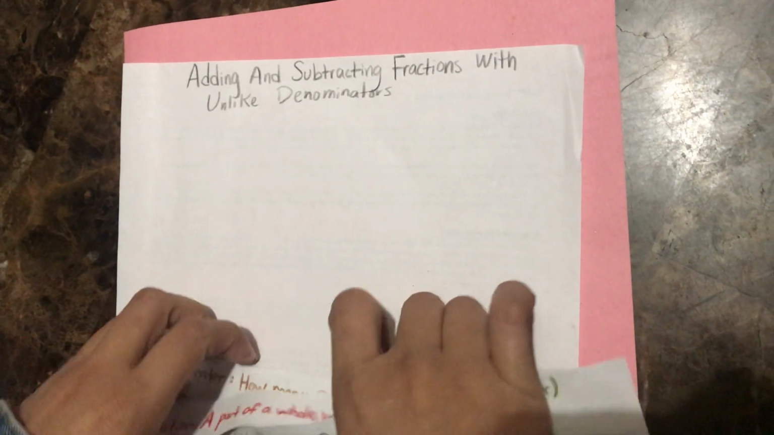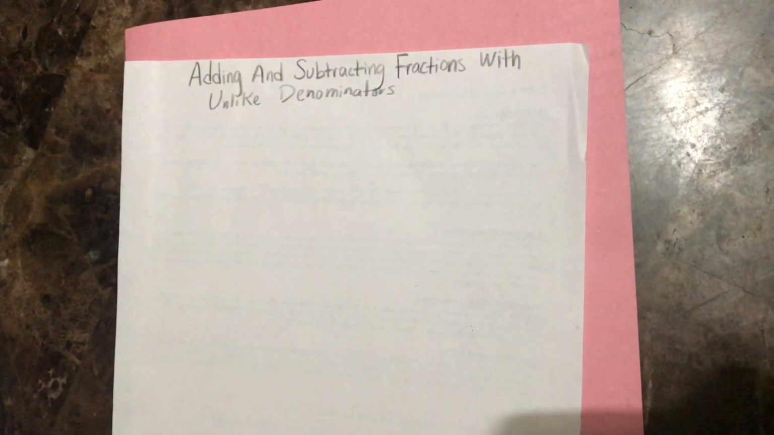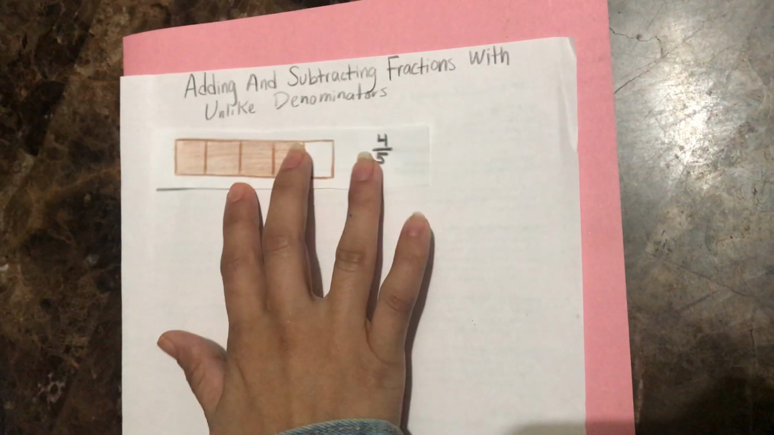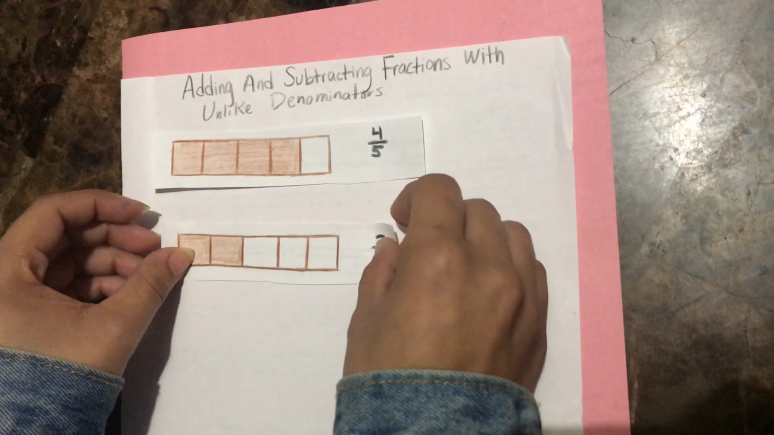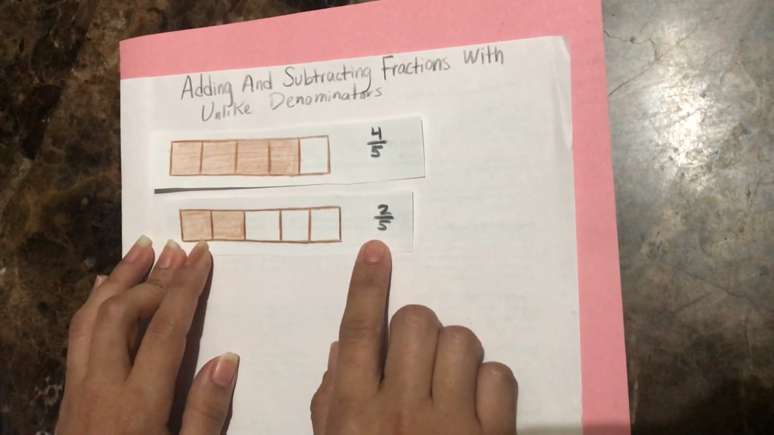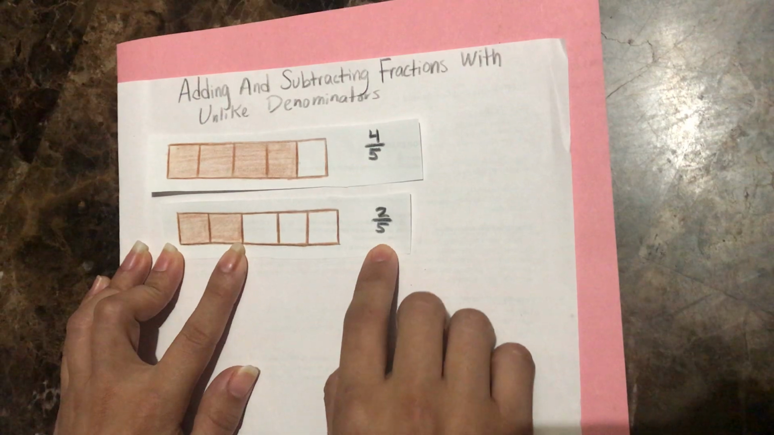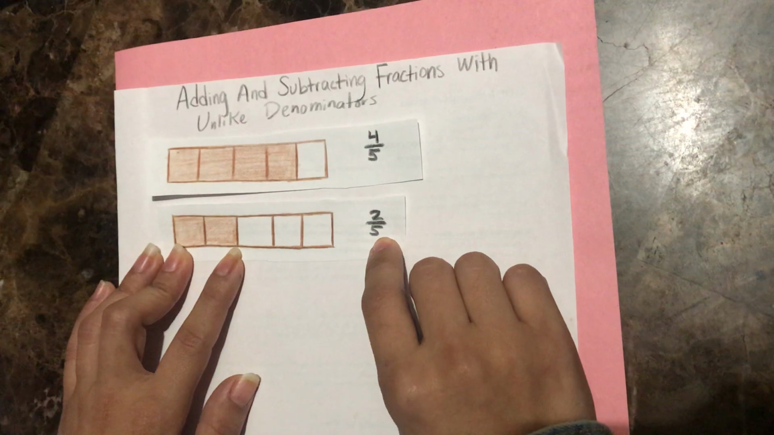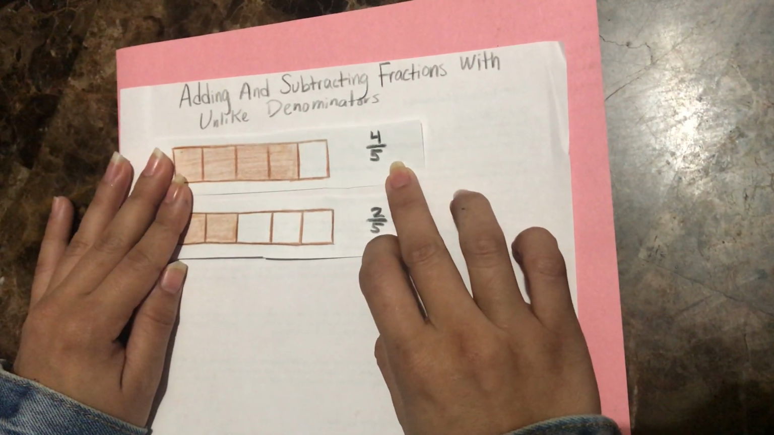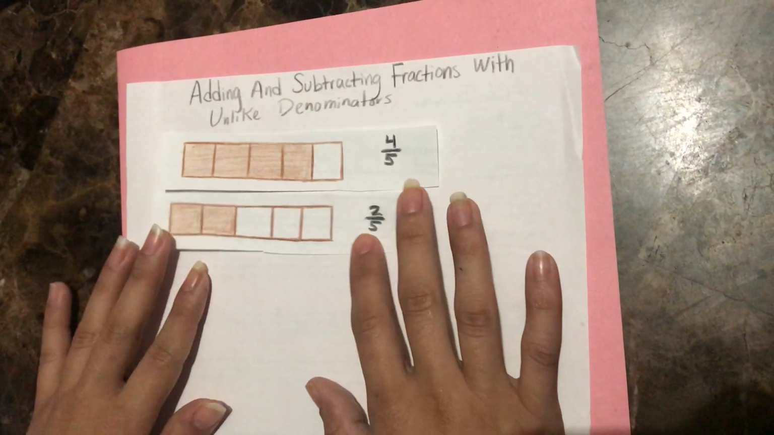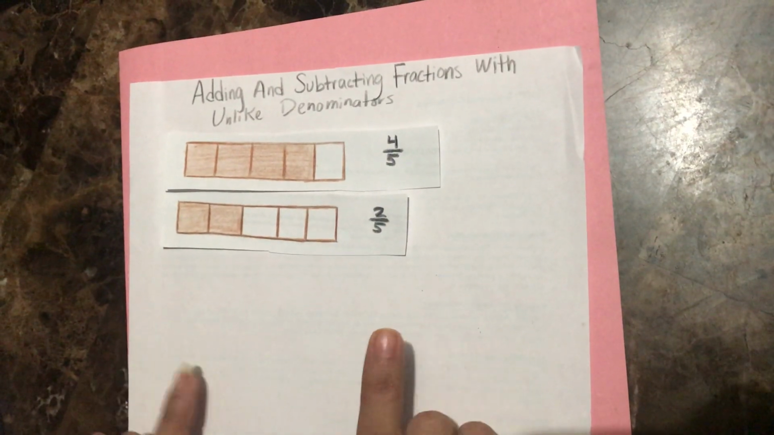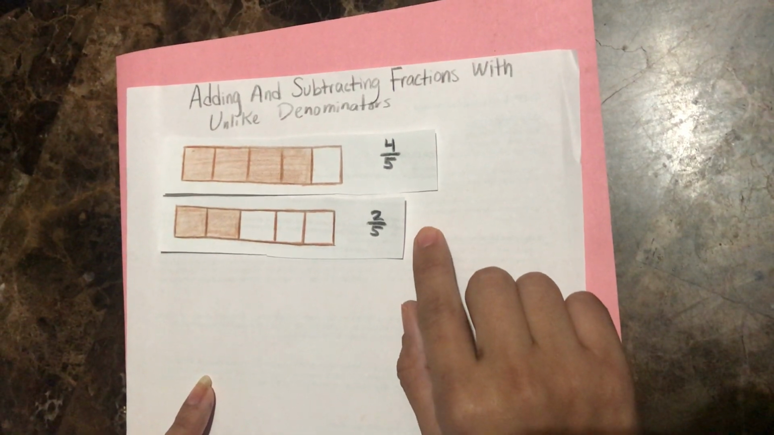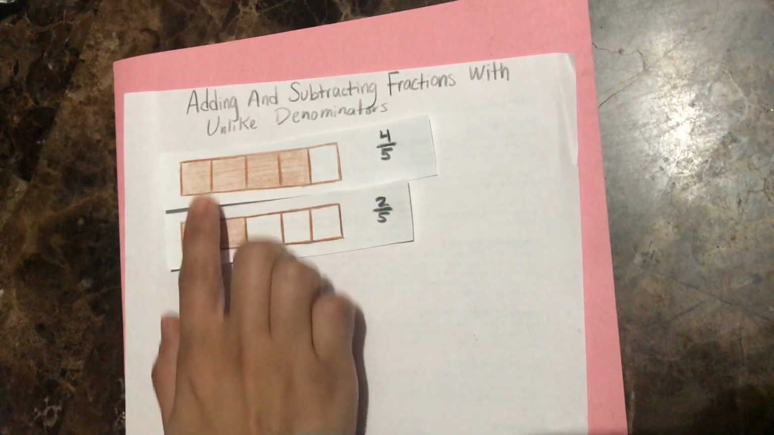Now let's move this out of the way. So for example, here we have 4 over 5 and then 2 over 5. So these two have the same bottom number. Here we have 4 over 5, 2 over 5. The same denominator here is number 5. So when two fractions have a common denominator, this means both wholes have been divided into the same number of equal pieces, and each piece is the same.